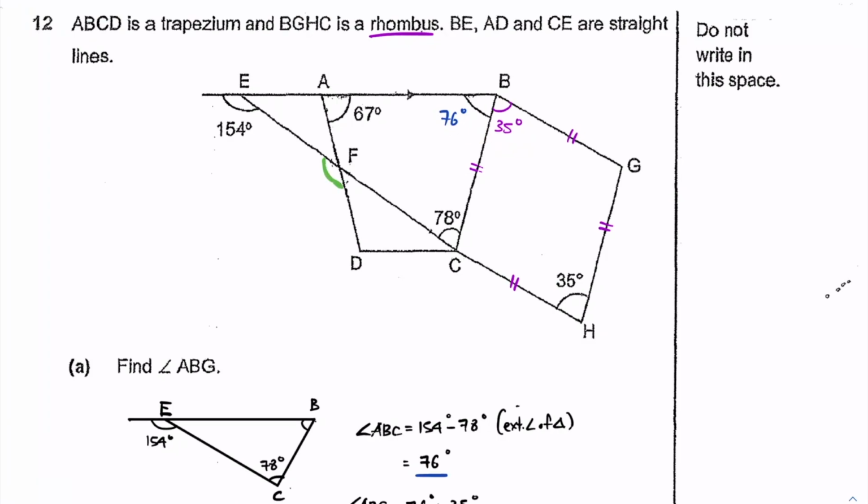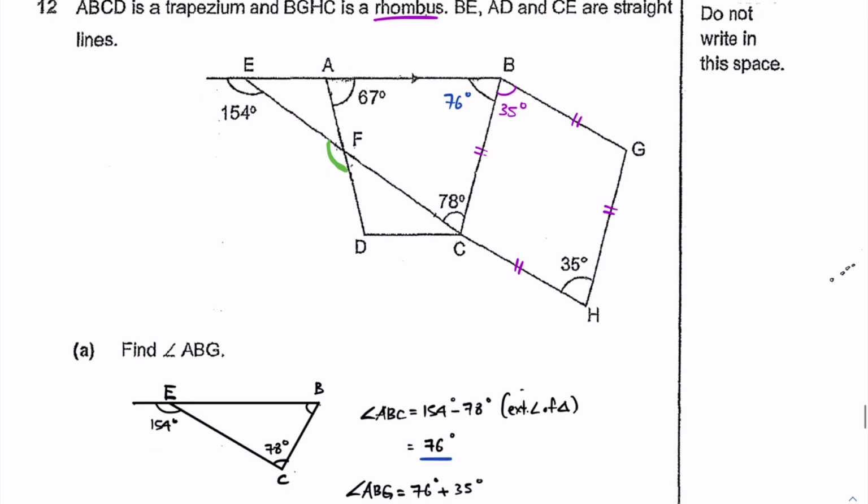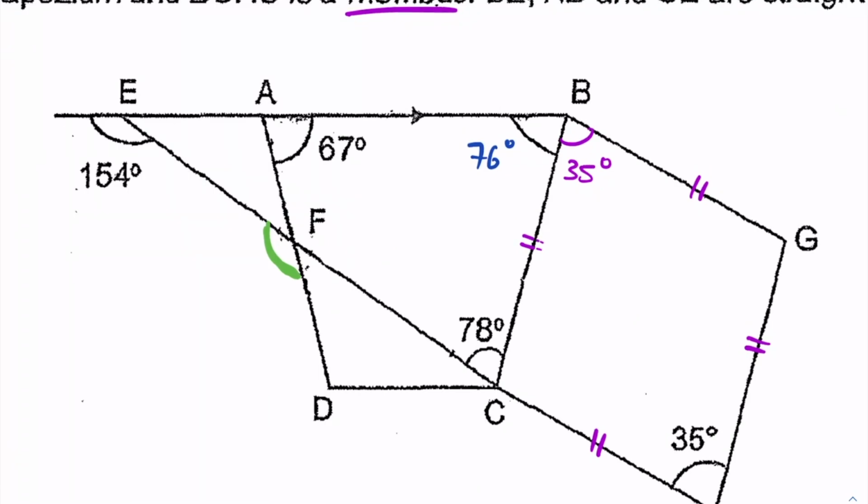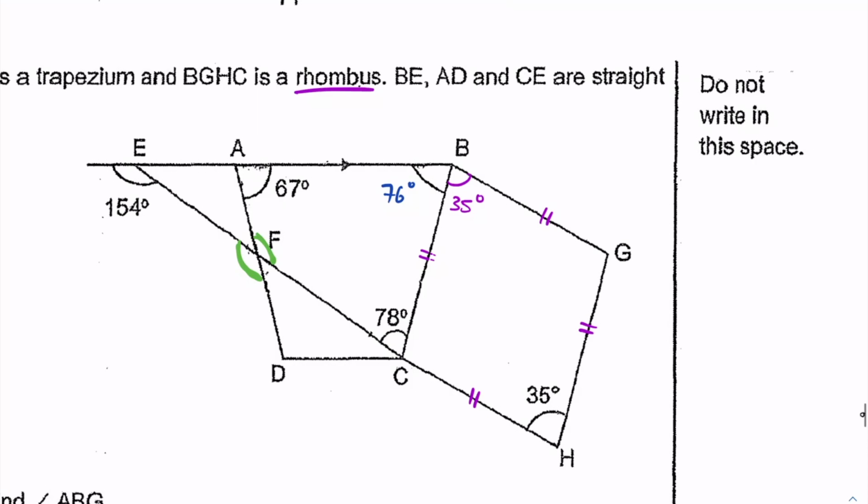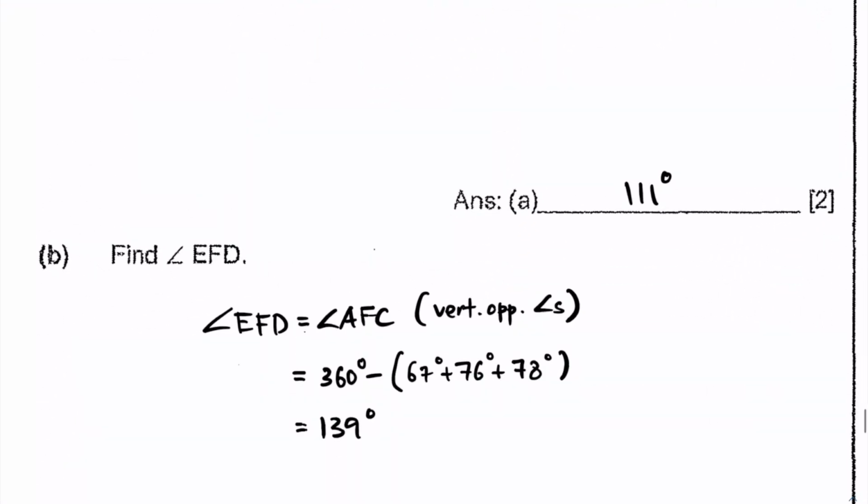Next up is EFD right here, EFD. So what we can do is to basically say, all right, so these two are vertically opposite angles, which means these two angles are the same, which means I can say the fact that I've got a quadrilateral here, which sums up to be 360, I can subtract these three angles and get the fourth angle here, which is exactly what I'm going to do. All right, so I'm going to take 360 minus the three angles and get 139, and that's the answer.